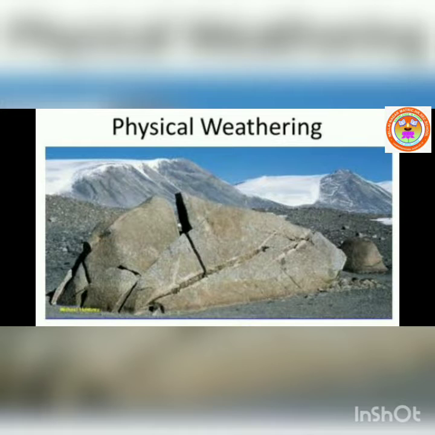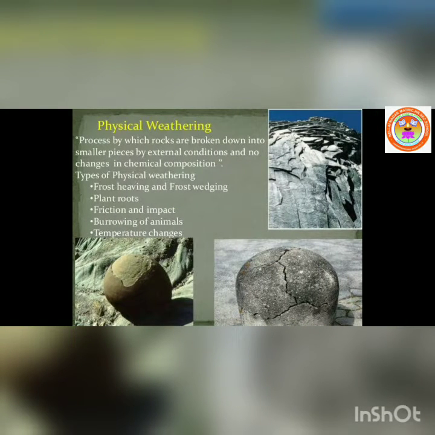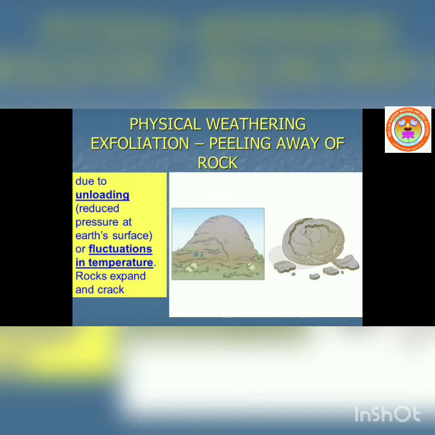Exfoliation, block disintegration, granular disintegration are the major types of physical weathering. Here, the process by which rocks are broken down into smaller pieces by external conditions, with no changes in chemical composition. About exfoliation, that means peeling away of rock. The alternate heating and cooling on rounded rock surfaces leads to the peeling of rocks, layer by layer like an onion. This is called exfoliation.